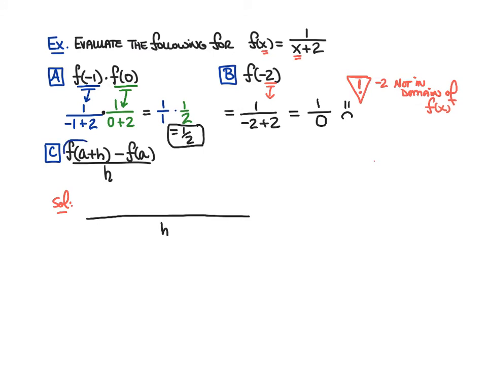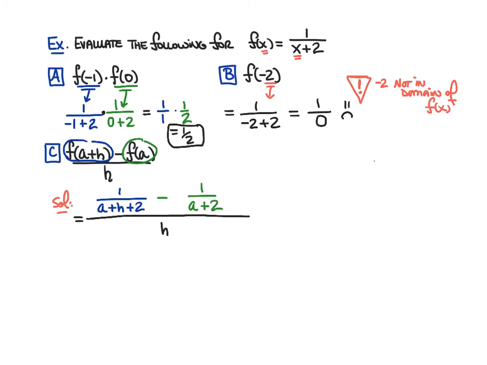So f of a plus h, we're going to take our function, and instead of an x, we're going to put an a plus h, but you still have the plus 2. So again, I'm just replacing that red underlined x. Then I'll do f of a, so this is going to be minus f of a, so instead of x, you're going to put an a, and it'll look like this. So this is the unsimplified answer for this difference quotient.